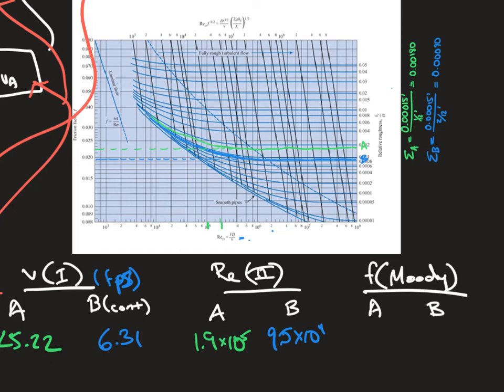And we're on pipe A, so we're going to go up until we reach the A line. So maybe like right there. And then I'm going to bounce to the left. Okay, so let's see if we can't figure out where that puts us. Okay, so that looks like it's about 0.023 maybe.